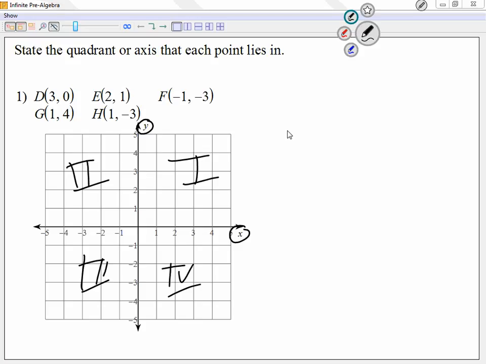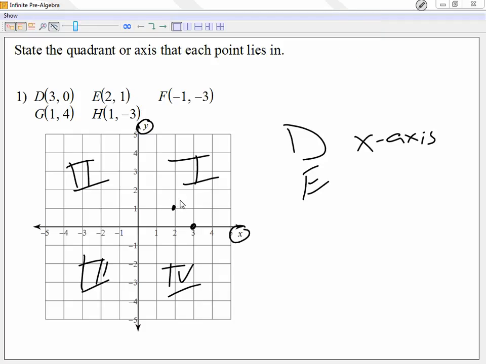So looking at point D, if I have to graph it, it will be here, which is the x-axis. So that's not on the quadrant, that's on the axis, because it's on one of those dark lines. If we look at point E, if I have to graph it, it will be here. So that is quadrant 1. At point E, I'm going to say quadrant 1. For point F, if I have to graph it, it will be here, right where my cursor is. So that is quadrant 3.